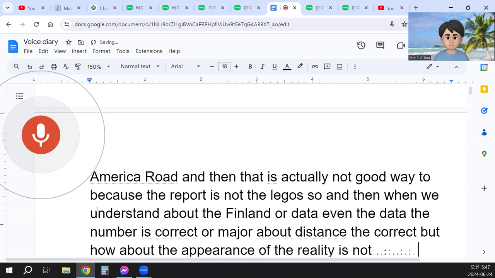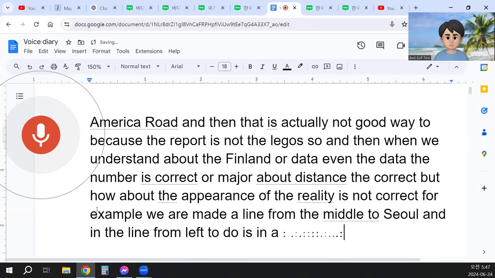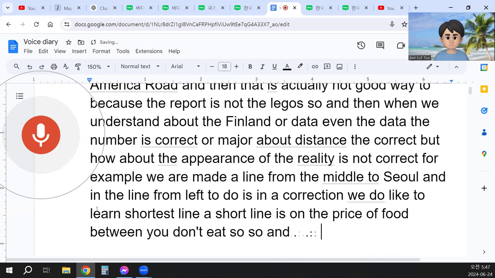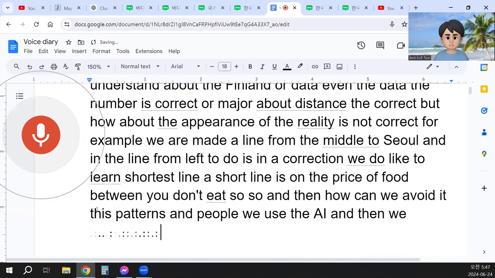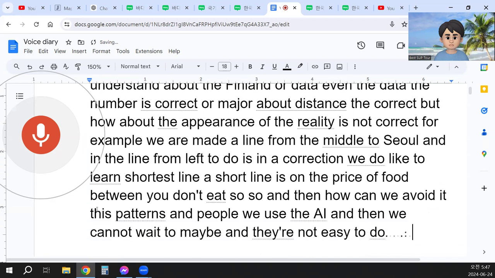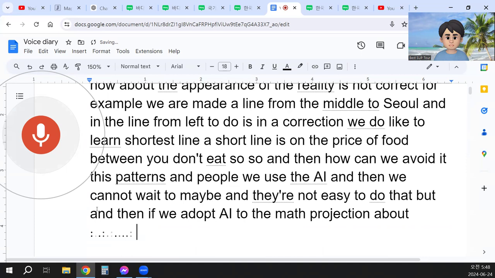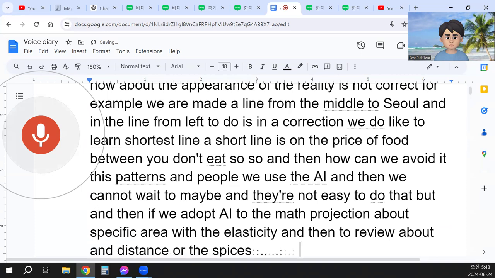For example, we made a line from New Delhi to Seoul, and then the line along the latitude is not the direct line, the shortest line. The shortest line is on the great circle between New Delhi and Seoul. So how can we avoid these problems? Before we used AI, it was not easy to do that. But if we adapt AI to the map projection about a specific area with the cluster, and to review the distance or the space, we can use a great circle map.